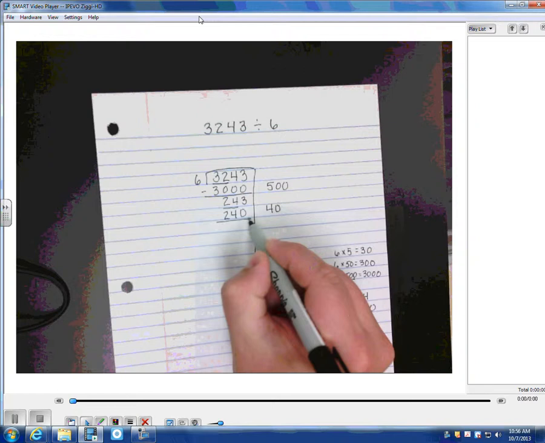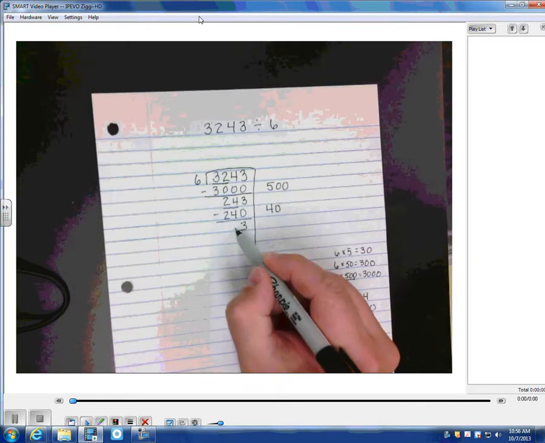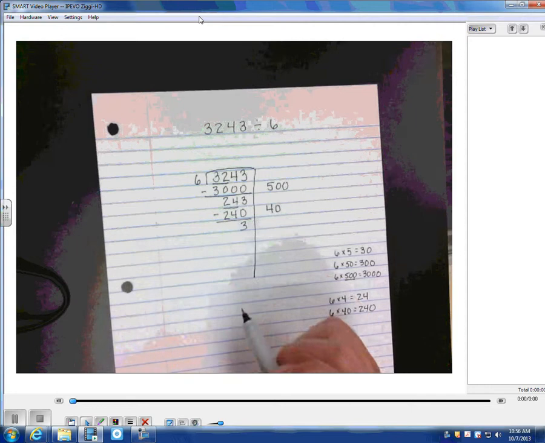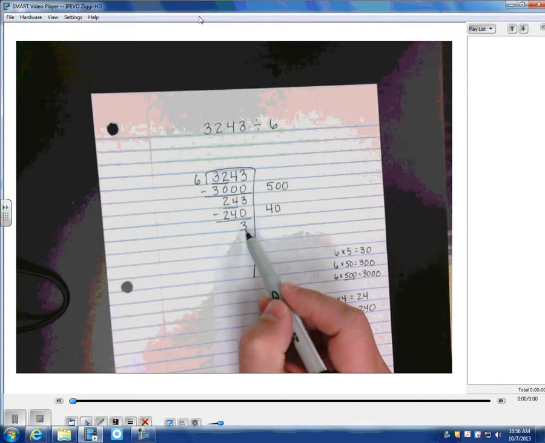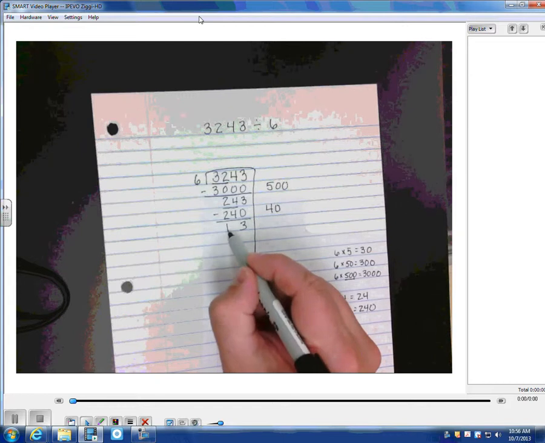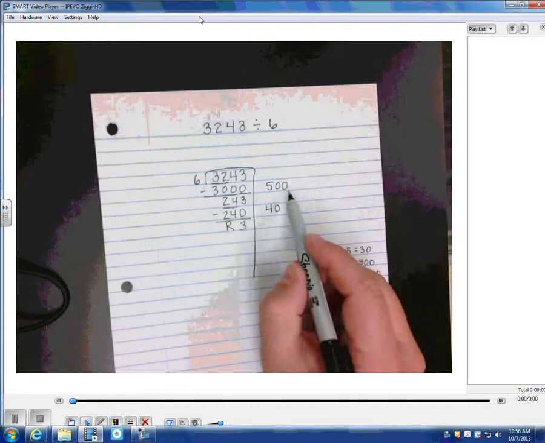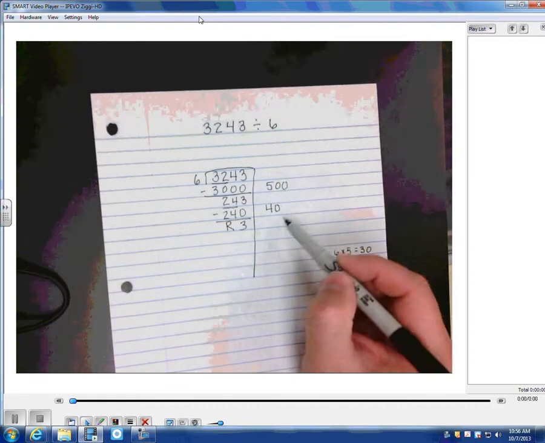And again, I subtract. 3 minus 0 is 3. 4 minus 4 is 0. 2 minus 2 is 0. Now I know I'm left with 3, and 3 is smaller than 6, so I know this is my remainder. I'm just going to put remainder 3 there. So now my last step here is to add these 2 numbers up.